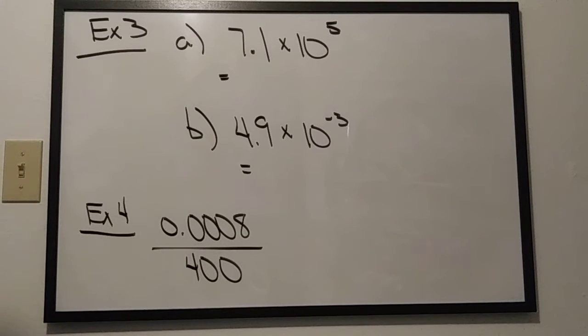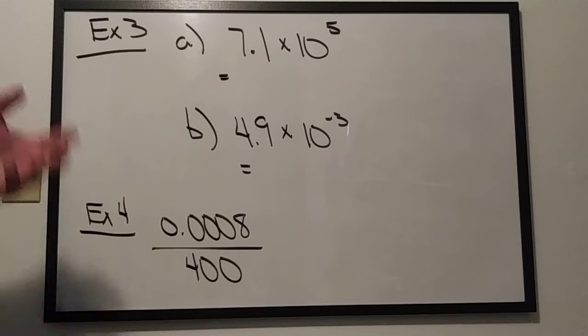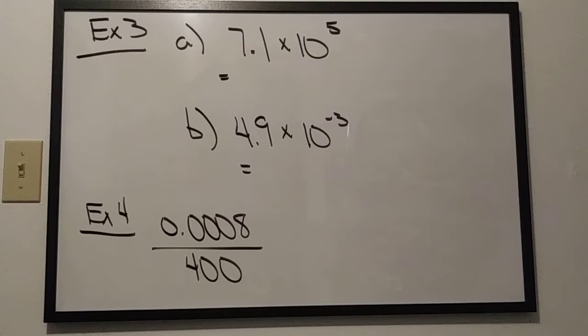In example 2, we went to scientific notation. But in example 3, the idea is we can do the opposite. We can start with a number written in scientific notation and convert that back to the decimal format of that number. So let's go ahead and check that out.